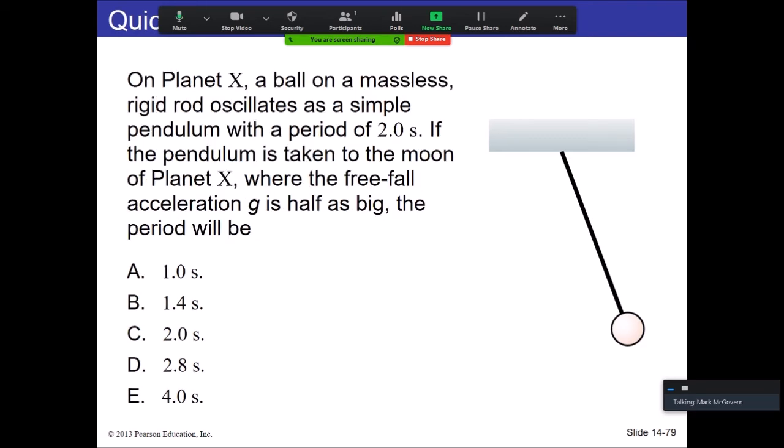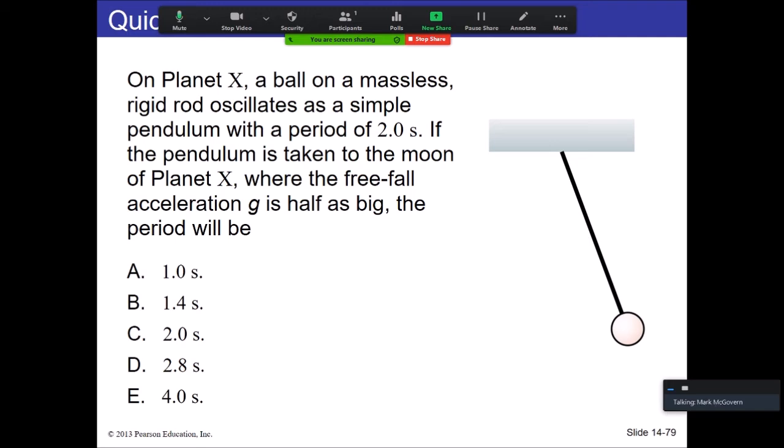Oh look, we're somewhere else now, planet X. Okay, so on planet X we've got a period of 2 seconds. If we take it to the moon, where the free fall acceleration is half as big, the period will be what? Okay, so think about what the equation is there.